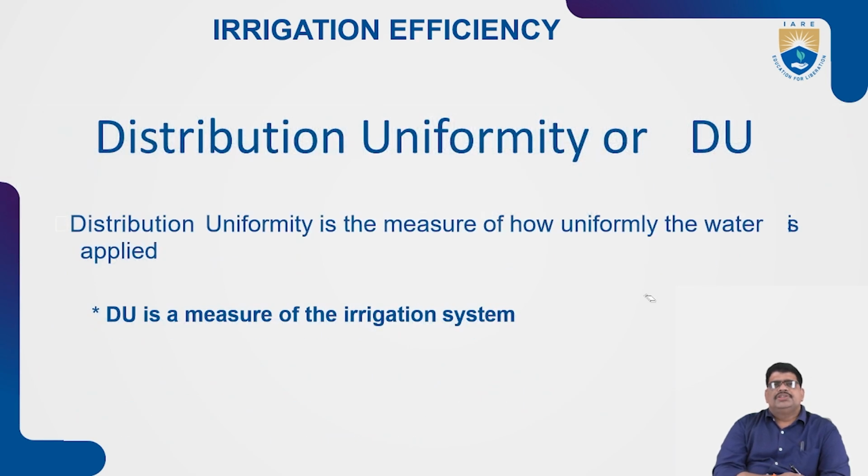So distribution uniformity, or DU, measures how uniformly the water can be applied, and DU is the measure of the irrigation system. It is the measure of the irrigation system. So that is one of the systems, the distribution of the irrigation when we apply it, as shown in the diagram.